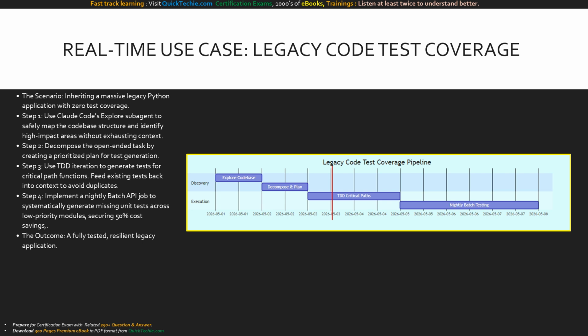This final Gantt chart maps our legacy code turnaround strategy. We dedicate the first phases purely to discovery, using the Explore subagent to map the codebase and create a solid plan. Moving into execution, we spend focused time applying strict TDD iteration to our critical paths. Once stable, we offload the bulk of the remaining work to nightly batch testing, ensuring comprehensive coverage efficiently.